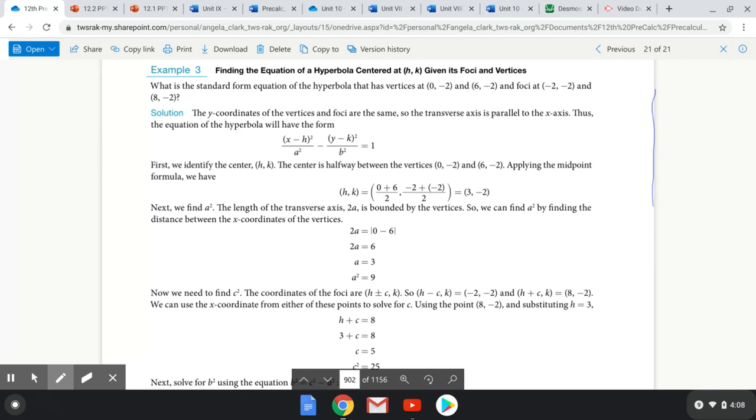So I'm just going to do a little sketch over here. My first point is at 0, -2. I'm going to put the points on in red, so it's a different color. So 0, -2 is my first point. That's one of my vertices. 6, -2 is another vertex. -2, -2 is a focus. And 8, -2 is also a focus.